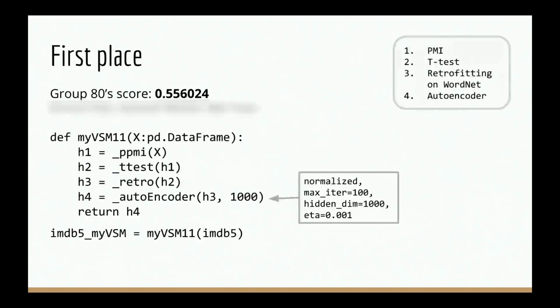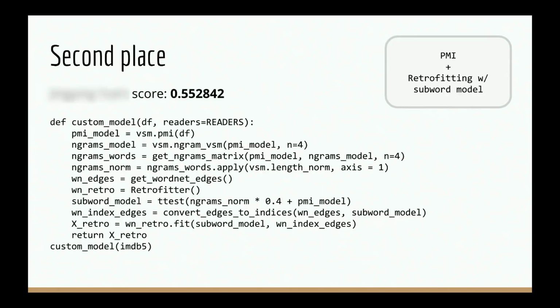OK, so our first place team is group 80. Is group 80 here? No, OK. But group 80 basically stacked PPMI, t-test, retrofitting on WordNet, and an autoencoder. And they got the highest score. So good job for group 80.